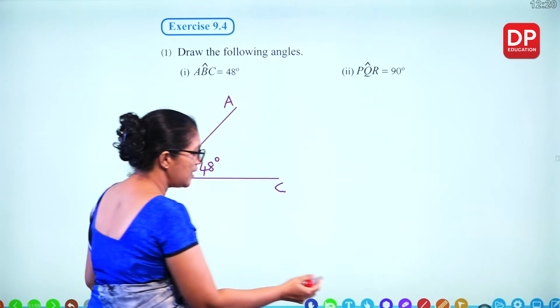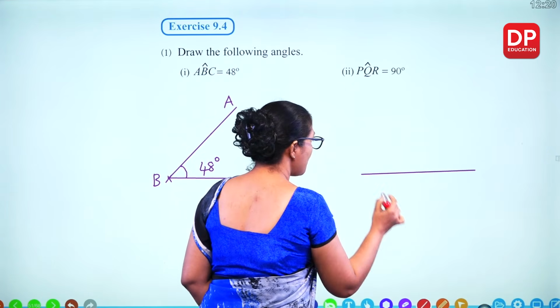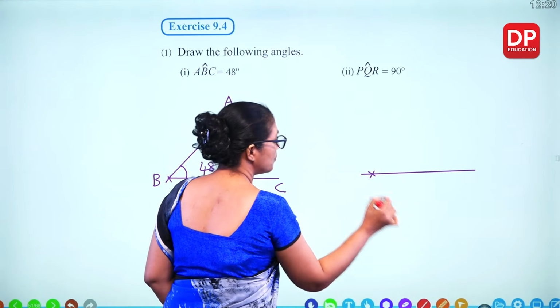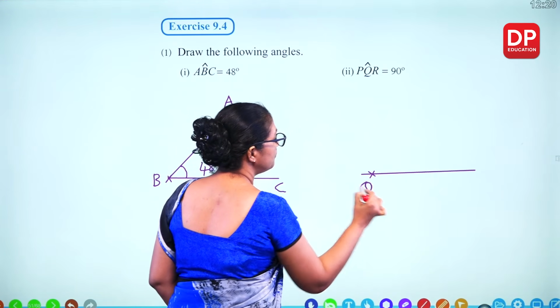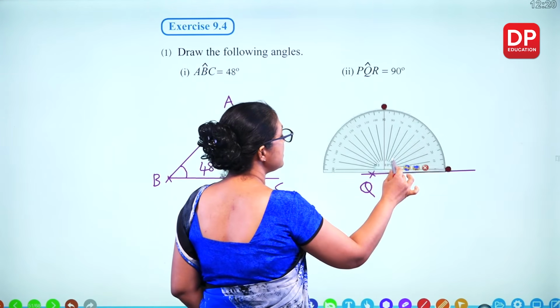PQR, 90 degrees. So the first thing you have to do is draw a line and then mark the point here, Q. Then what do you do? Take the protractor and measure a 90-degree angle.